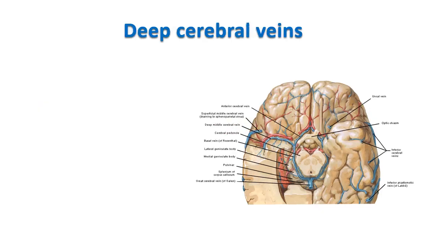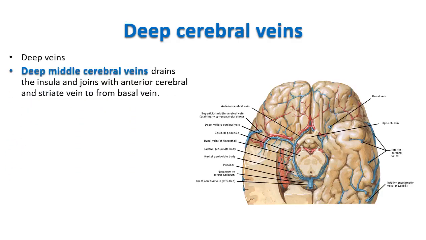Now coming to the deep cerebral veins. The deep cerebral veins are mainly two veins you can recognize. One is the deep middle cerebral vein, which drains your insular part. Insular veins you have, and then it joins with your anterior cerebral vein. The deep middle cerebral vein joins with the anterior cerebral vein to form the basal vein. Okay, so you are able to see that.